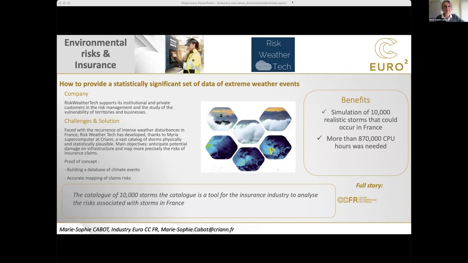The first use case I will present comes from Risk WeatherTech, which is a young company because it was created in 2019 with 3 persons who have competencies in climate modeling, in geographics, and in weather forecast. So this was performed during EuroCC1.